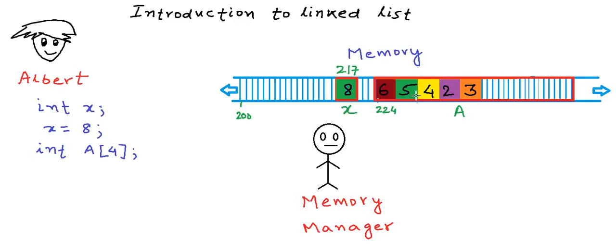Albert is desperately seeking a solution to this problem, and the solution to this problem is a data structure named linked list. So let us now try to understand linked list data structure and see how it solves Albert's problem. What Albert can do is that instead of asking the memory manager for an array, which will be one large contiguous block of memory, he can ask memory for one unit of data at a time, for one element at a time in a separate request.